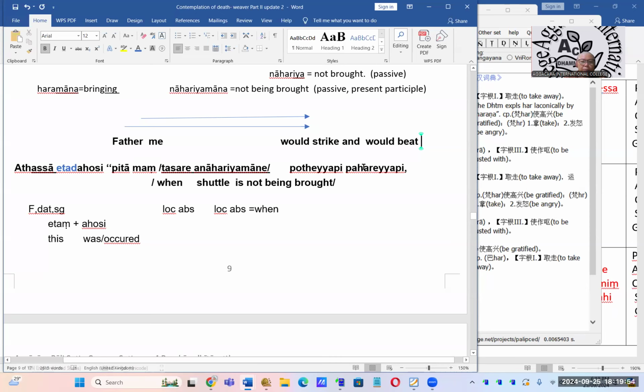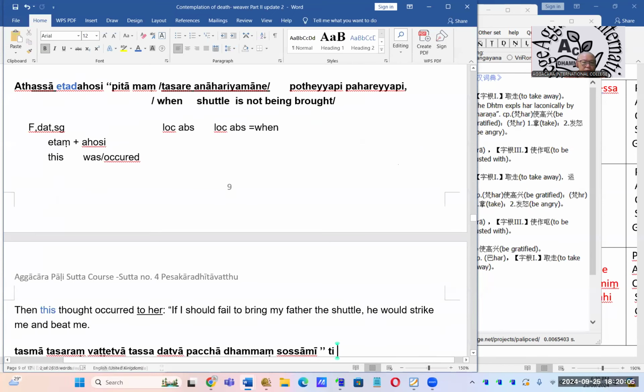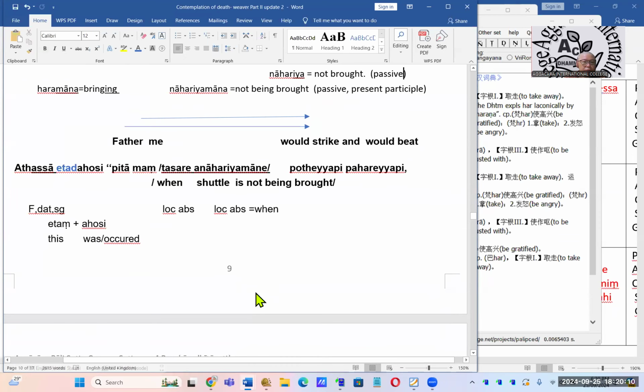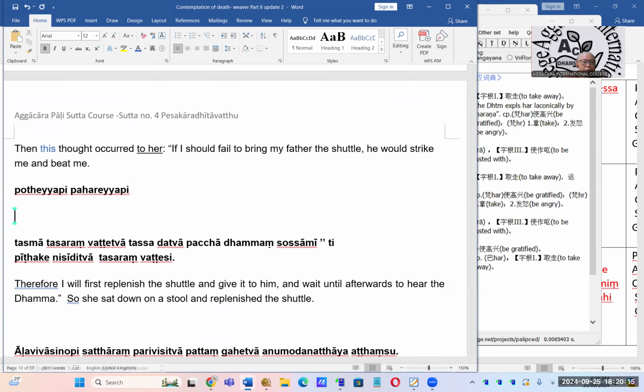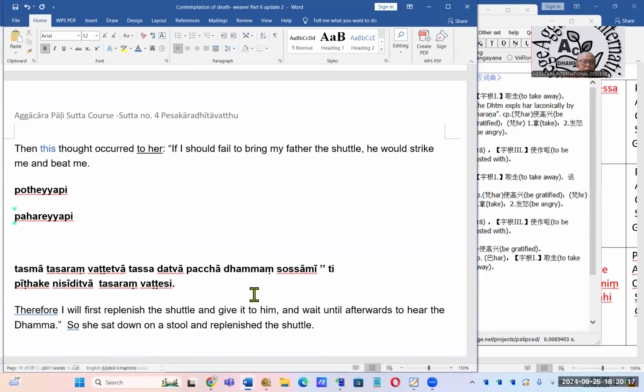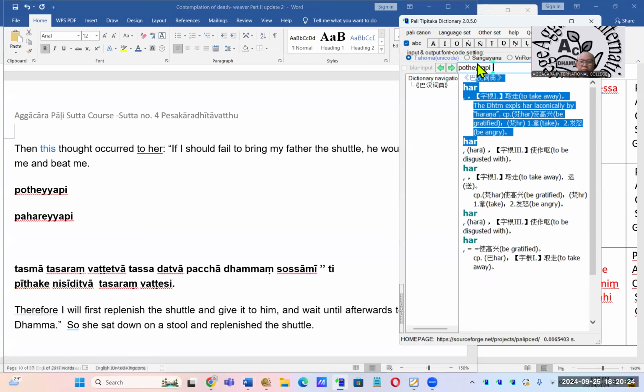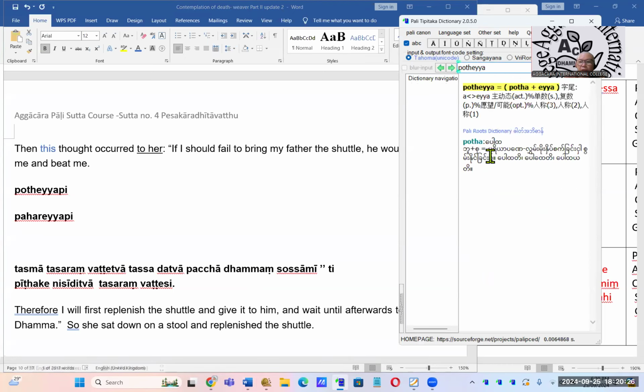So poteyapi, pahariyapi. All right. So two things here. This is also new vocabulary. Poteyapi, pahariyapi. Write down. When we see something you never learned before, it's good to analyze it. So how does it become poteyapi? Aya. Okay. Aya is an optative. You minus the p. All right.